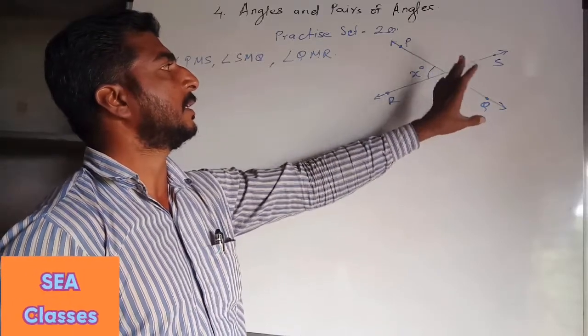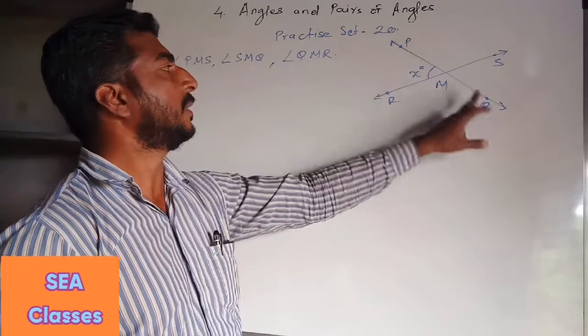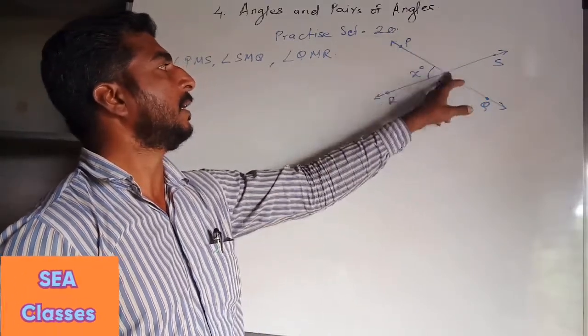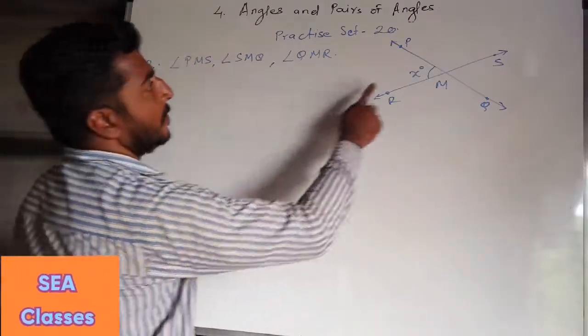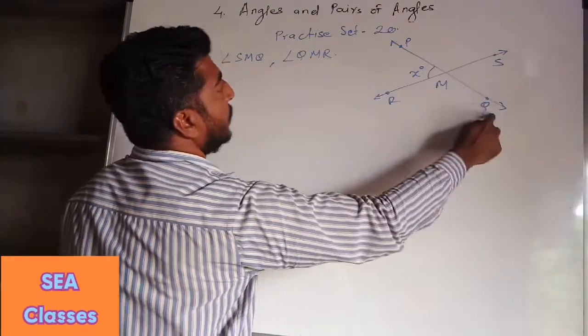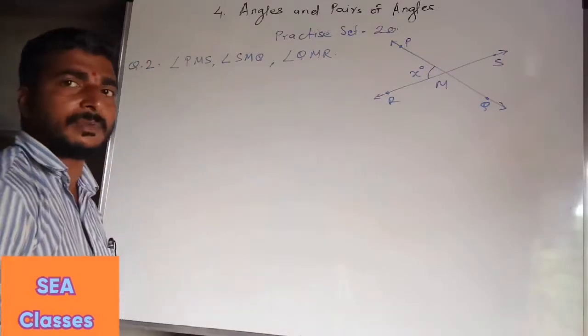So here is the second question, and in the second question there are two intersecting lines, and due to these two intersecting lines there is a formation of four angles. So you can see here line PQ and line RS intersecting at point M. Angle PMR is given as x degrees, and you have to find angle PMS, angle SMQ, and angle QMR. These remaining three angles you have to find.